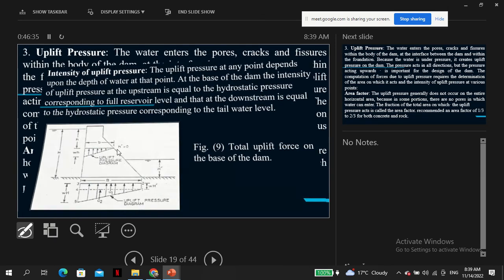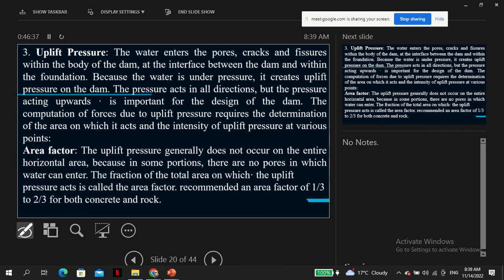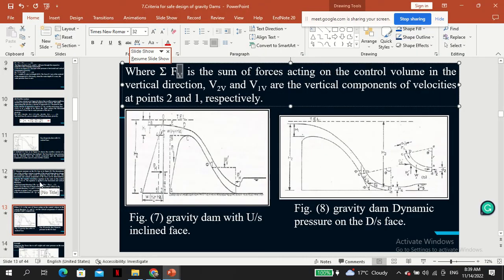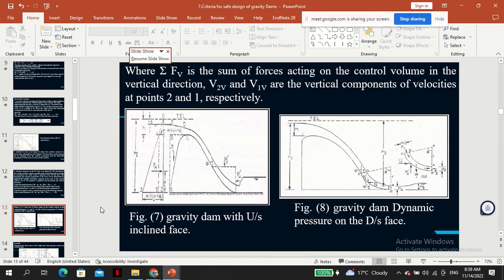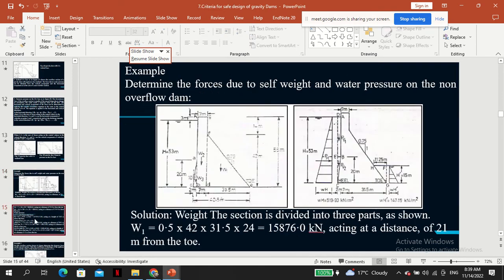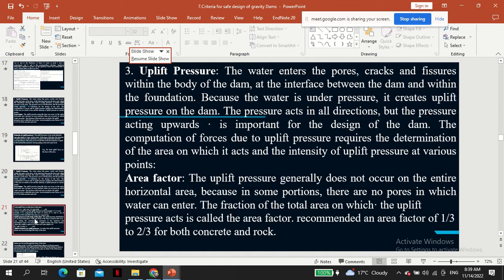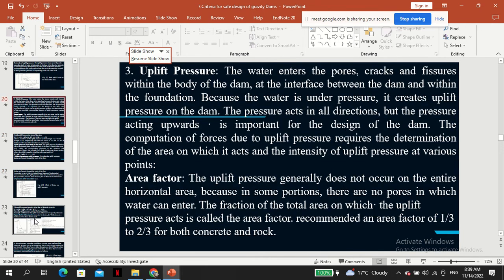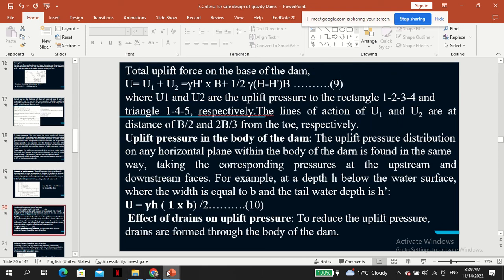It seems that this part is repeated, so we need to delete it. Yeah, this is repeated, so delete it.